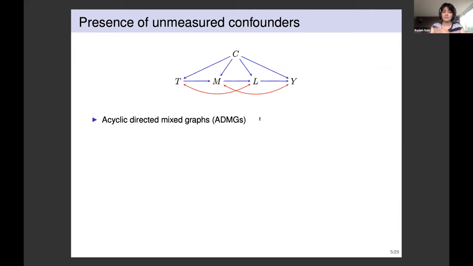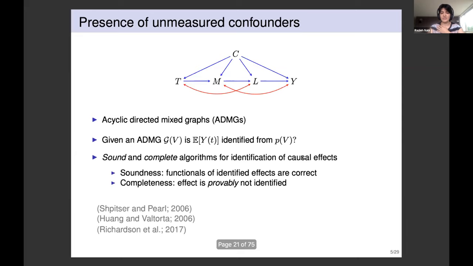So we are asking the same question: given an arbitrary ADMG, can we identify the counterfactual mean as a function of observed data? And there are really nice, sound and complete algorithms that answer this question for us completely. It's sound in the sense that when it thinks that the effect is identified, it's going to spit out a functional that is a correct functional for identification of the target. And if it says that the effect is not identified, it means that it's provably not identified, and no other algorithm is going to be able to identify this without making further assumptions.